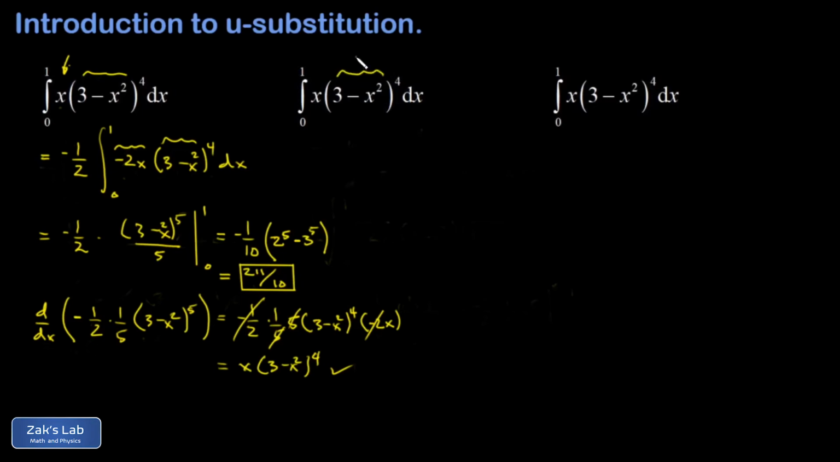And as usual, we're going to say u is the interior function. So we're going to let u be 3 minus x squared. And then we take the derivative of that to get du dx. That's negative 2x. But we multiply both sides by dx, and we get that du is negative 2x dx.